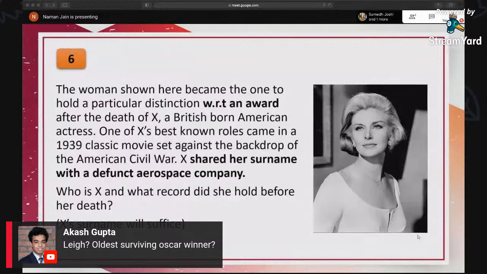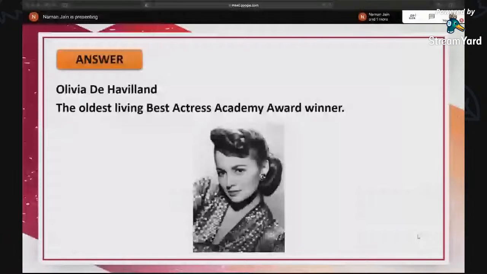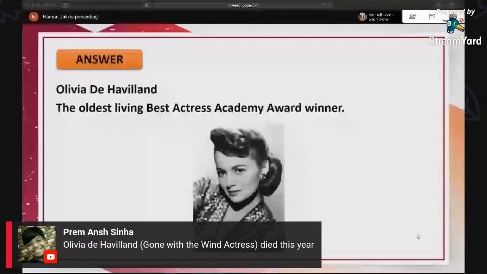So the first part is Olivia de Havilland, and the second part is oldest living best actress Academy Award winner. So Oscars or Academy Award winner, and she was the oldest living best actress. And after her death this year, she was replaced. So just the Havilland will work for the first part, and the oldest living best actress Oscar winner is for the second part.